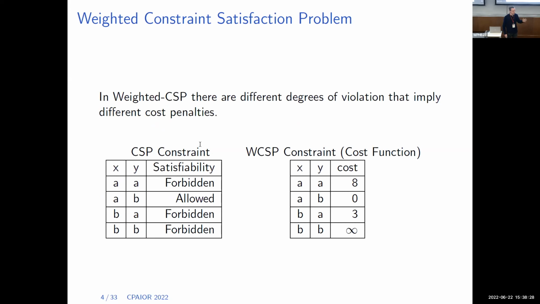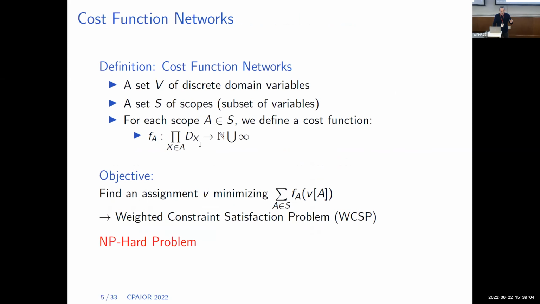Here I represented two constraints as tables. As you can see, in a CSP either a tuple is forbidden or it is allowed, while in the WCSP, when we have an assignment, it is attributed a cost, and this cost can be between 0 and plus infinity. Of course, the lower the cost, the better. We use a plus infinity cost to represent a forbidden tuple. So we represent these constraints as cost functions. That's why, to define a WCSP problem, we use cost function networks.